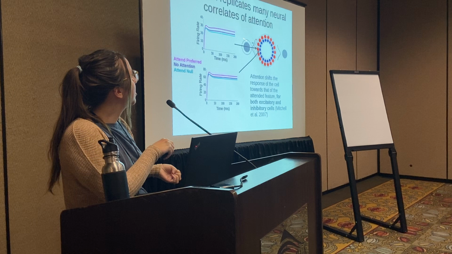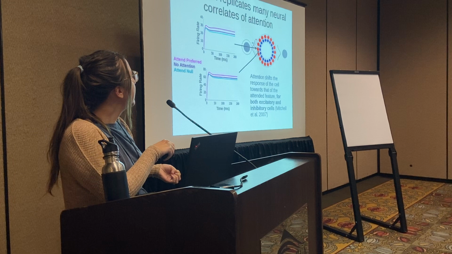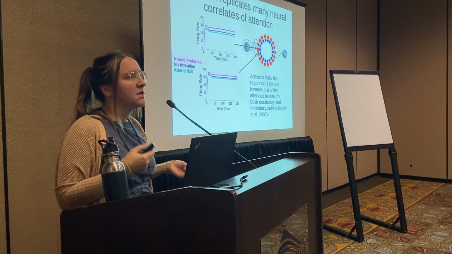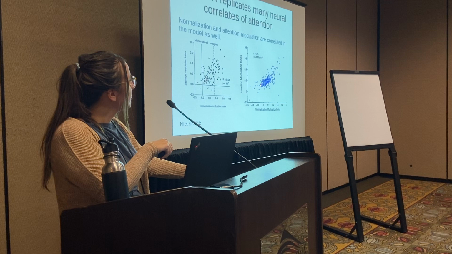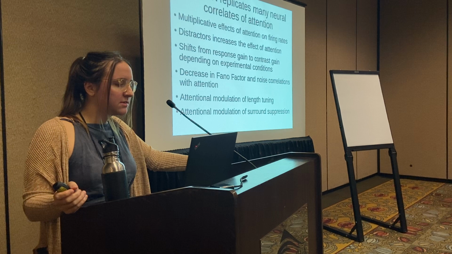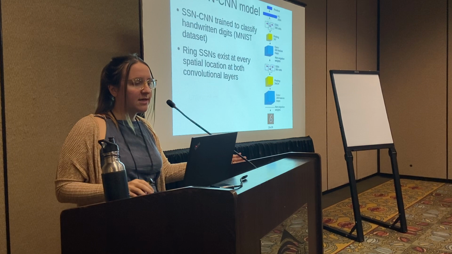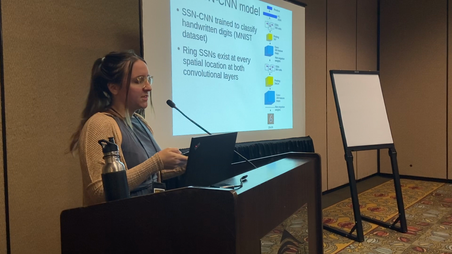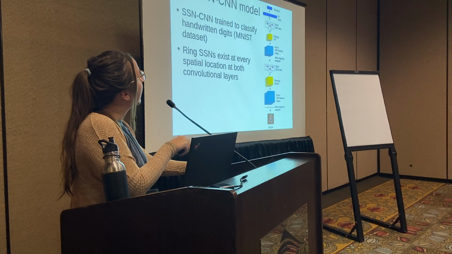This effect happens in both the E and the I cells, even though I'm only giving input to the E cells. And this change in both E and I is observed experimentally with attention. So the model can replicate this finding about the correlation between normalization and attention. It can also replicate a bunch of other findings about the neural effects of attention in visual cortex. But I want to talk about using this model in the context of this hybrid deep learning approach. For this work, I'm using a smaller network. It's a two-layer convolutional neural network where at each of the layers I've just put in the SSN architecture. So I'm not training the recurrent weights there.